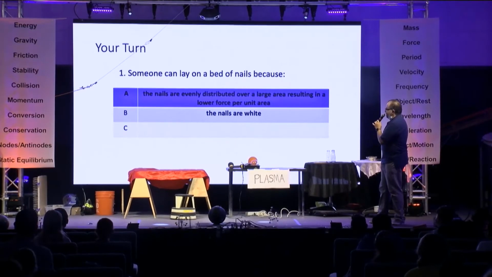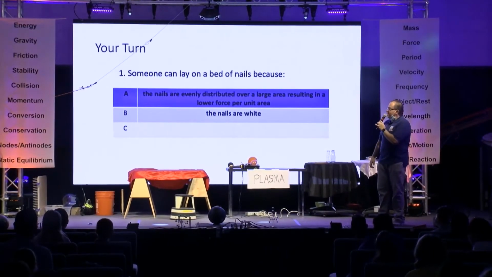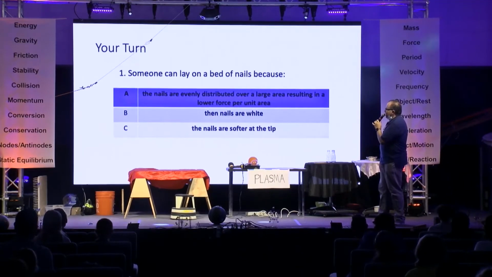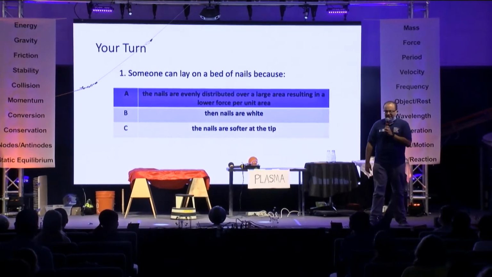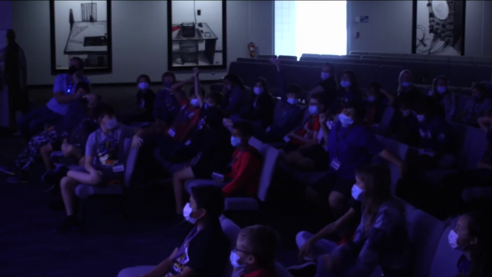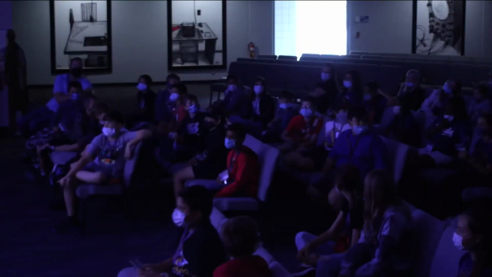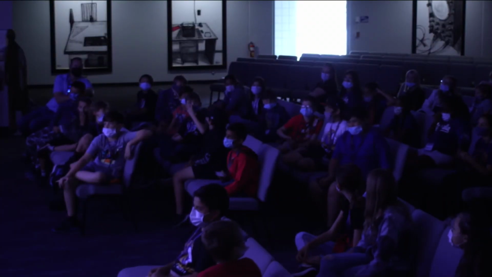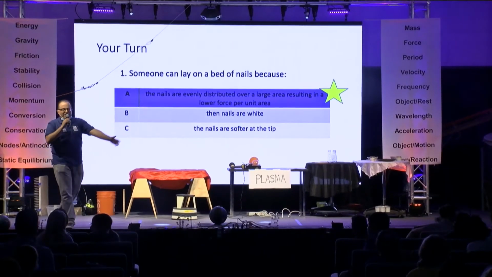B, the nails are white. Oh, that's kind of racist. And C, the nails are softer at the tip. So, okay. So who thinks the answer is A? Raise your hand. A. All right. What about B? Anyone think it's B? And let people guess. It's okay. This is a judgment-free zone. And C. Who thinks it's C? All right, the answer is A. Give yourself a round of applause.